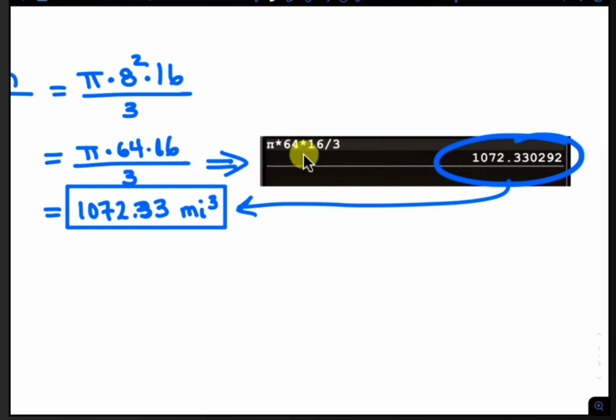And here's a screenshot of my calculator. So I did pi times 64 times 16 divided by 3, and we get our final answer. Rounding that to the nearest hundredth, we get 1072.33, and that is miles cubed.